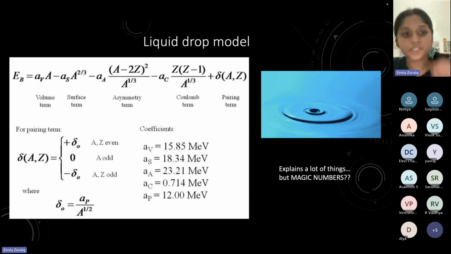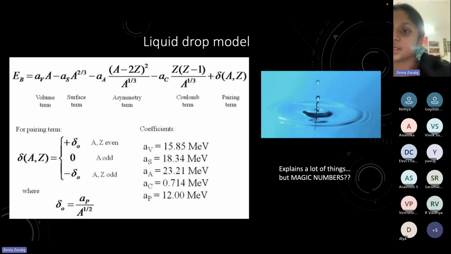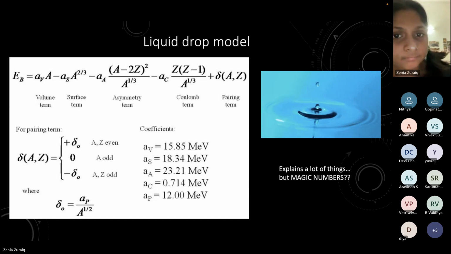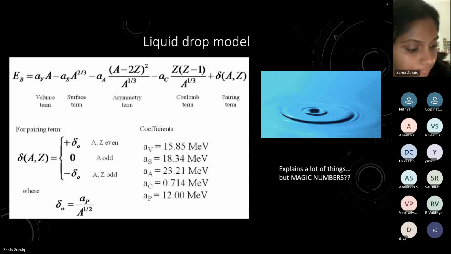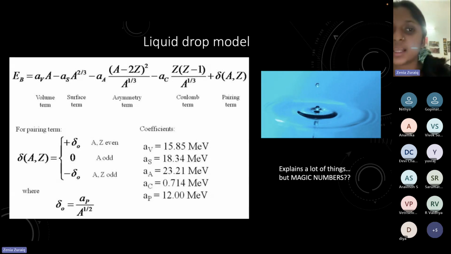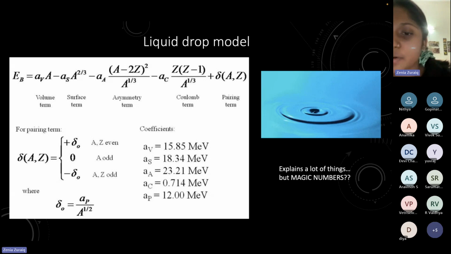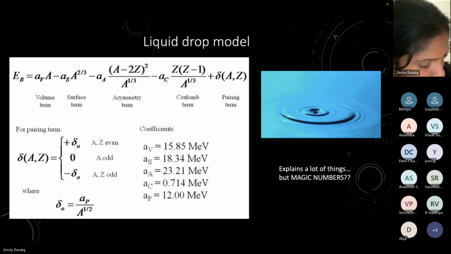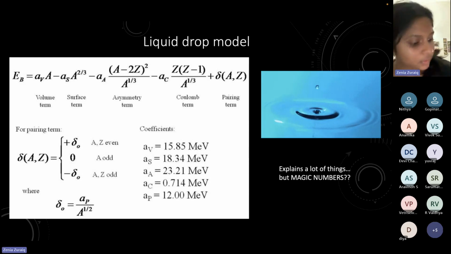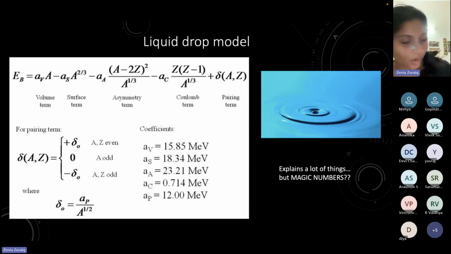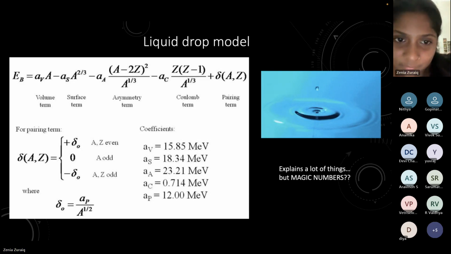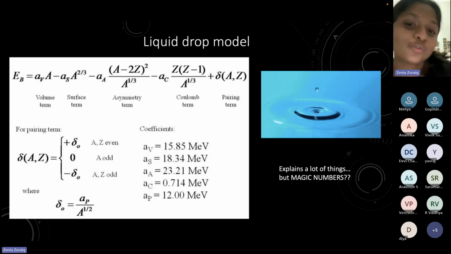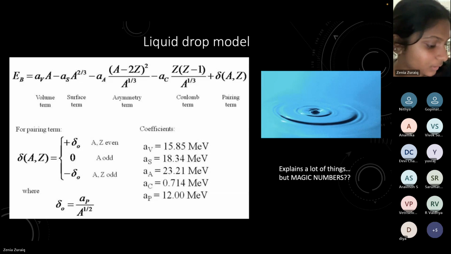So why does the surface term depend on two-thirds? Can anyone explain, or can anyone guess? Can anyone tell me why the surface term has A to the power of 2 by 3? Yeah, A to the power of 1 by 3 squared is correct. But why is it 1 by 3 squared? Why should it be squared? That's kind of what I was getting at.